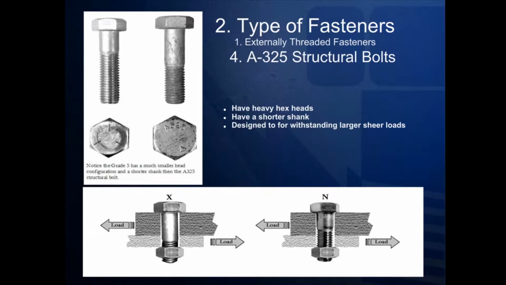So as you can see in the top left-hand corner, on the left is a hex cap screw and on the right is a heavy hex pattern of an A325 structural bolt. The picture beneath it actually shows the difference in shear strength between a hex head cap screw, which is on the right, having more threads, and the hex head bolt on the left.